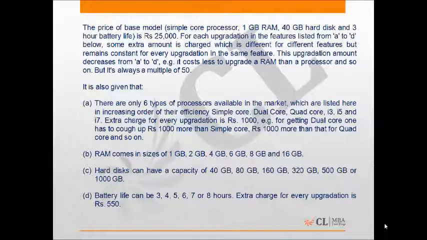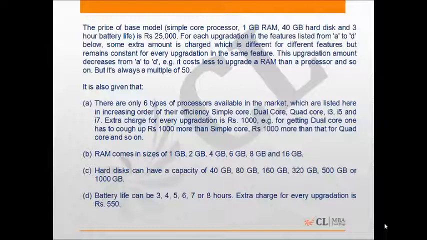For RAM it is lower than processor, for hard disk it is lower than RAM, and the battery life is the least, which is rupees 550 given in the statement. Also, it is always a multiple of 50. Now, there are six types of processors which are in increasing order of their efficiency: simple core, dual core, quad core, i3, i5 and i7. Extra charge for every upgradation is rupees 1000. That means for getting dual core, one has to incur an additional 1000 more than simple core, and for quad core, 1000 more than dual core, or 2000 more than simple core, and so on.